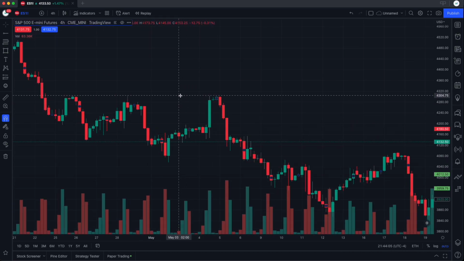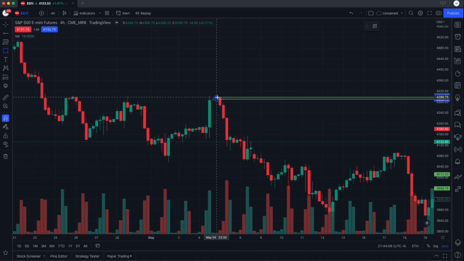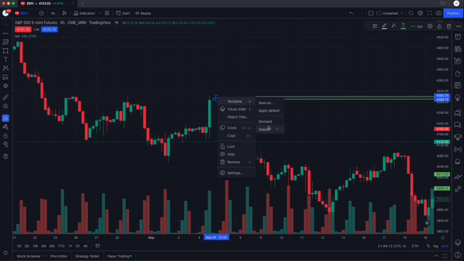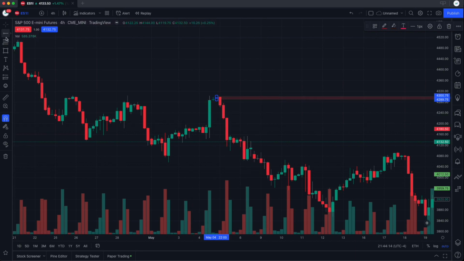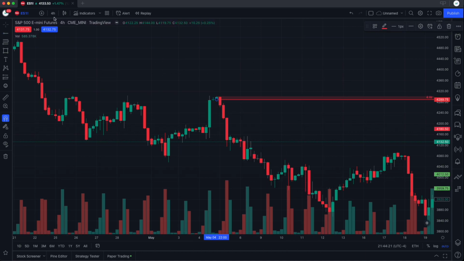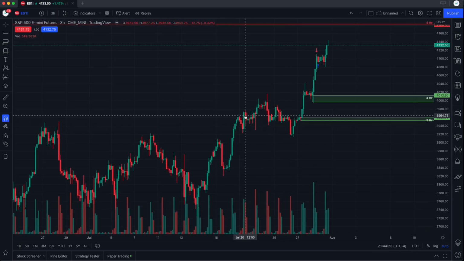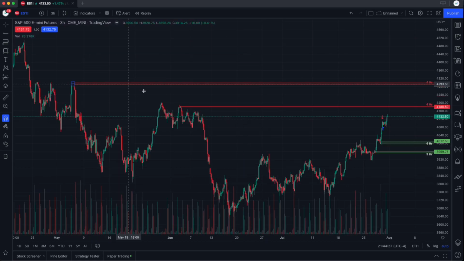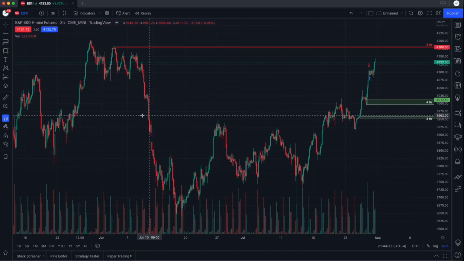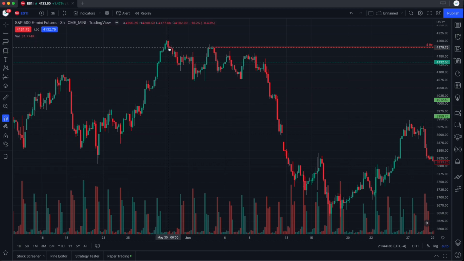So here we can take our rectangle, map that, supply. This is 4-hour supply. Alright, switch it back to 3 hours. Okay, so we've got 2 supply zones above us here. Nothing from here, so unless... No, yeah, not enough follow through there.